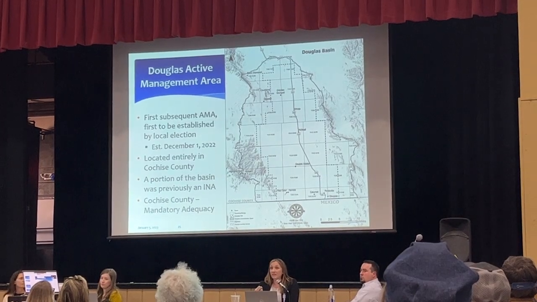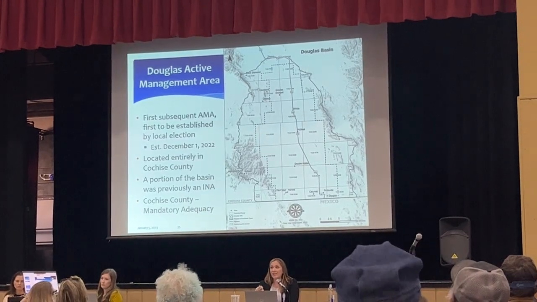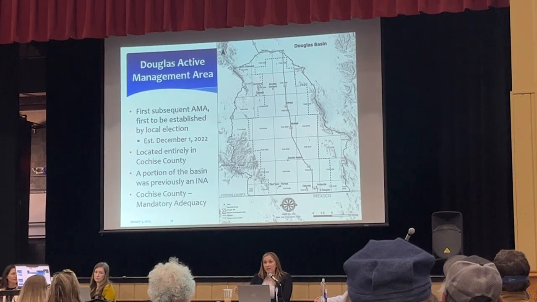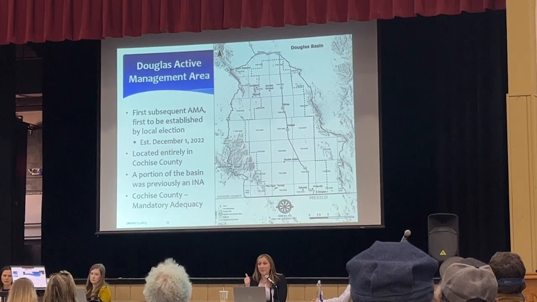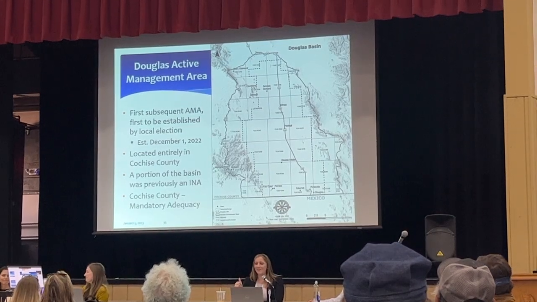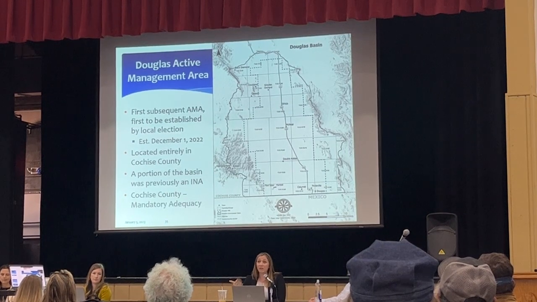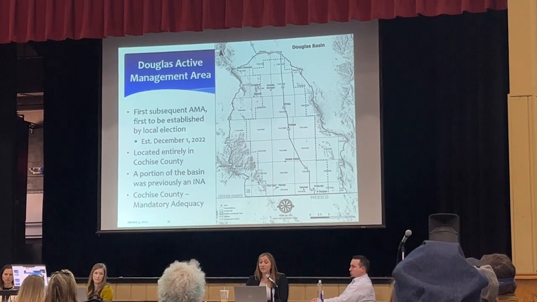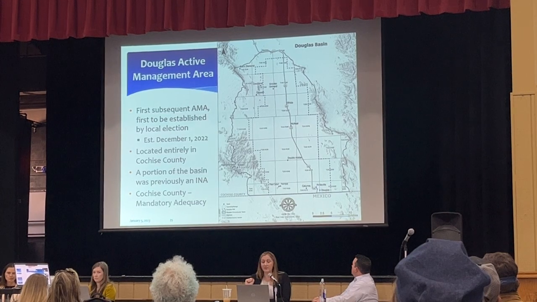So what I want to point out as important here is that the AMA boundary is slightly larger than the INA boundary was. So there is a small portion of land around the outside of the INA that is within the AMA that was not a part of the INA. And that's going to be important coming up in a little bit, but also is important in terms of folks' general familiarity with the regulations. If you weren't previously in the INA, you might not be as familiar with those types of regulations. So it's important to note that there is that new area around the edge of the basin that is included here.